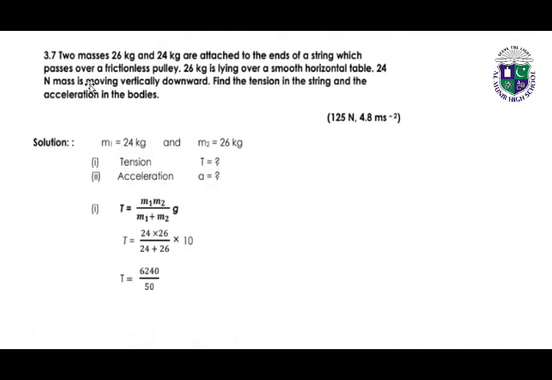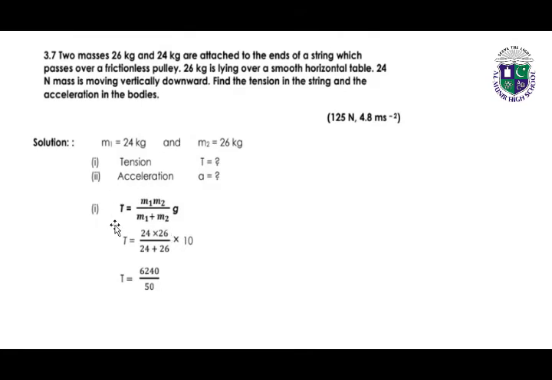Next, 3.7. Here also we have two masses. One is 26 kg, the other one is 24 kg. We have to find the tension T and acceleration. This formula is available for the tension of two bodies that are attached to the ends of a string which passes over a frictionless pulley. 26 kg is lying on a smooth surface, and the 24 kg mass is moving vertically downward. Find the tension and the acceleration.